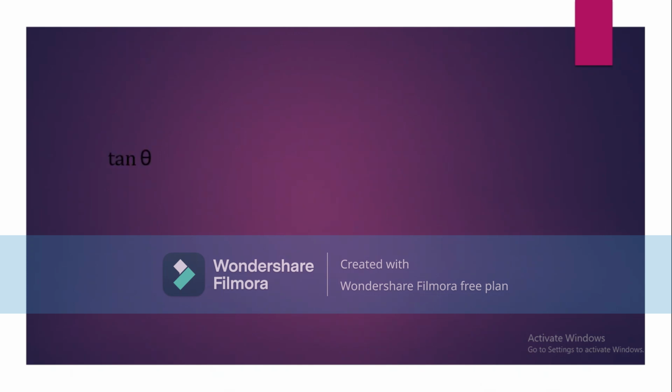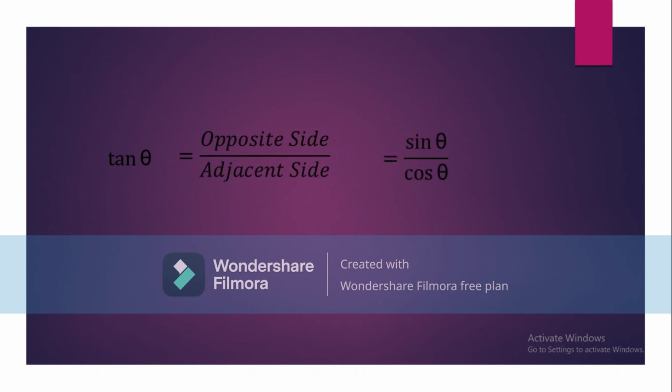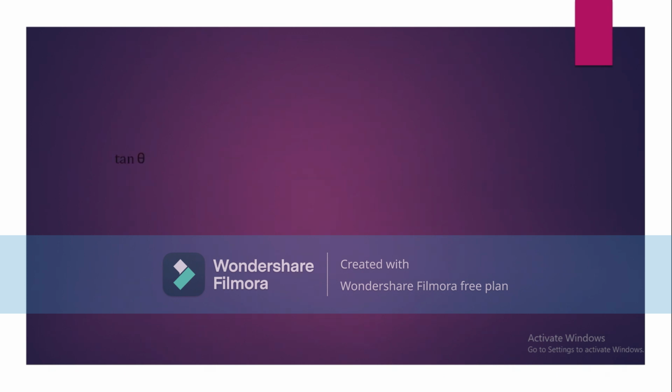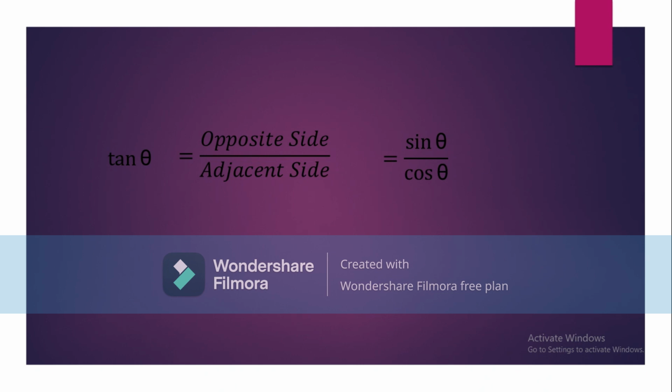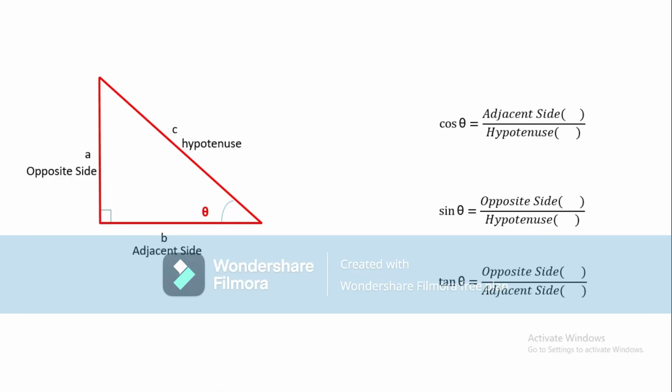In our previous videos, we explored the sine and cosine function using right triangles. Today we will tackle another essential trigonometric function, the tangent. Just like the sine and cosine, tangent is also defined based on the ratio of the sides in a right triangle, but it tells us something different. So let's dive in. Before jumping into the tangent, let's quickly revisit the sine and cosine.